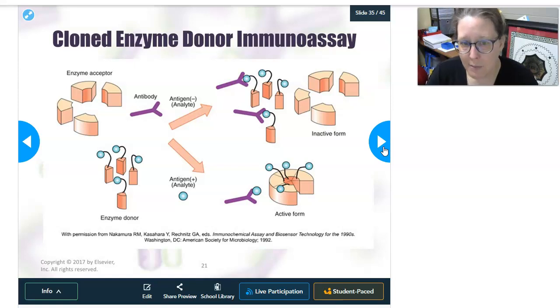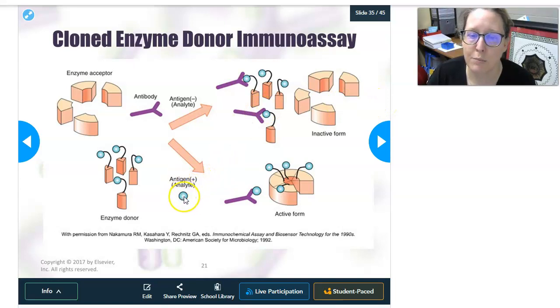So moving on from that one, here's the explanation of how it works. You have an enzyme acceptor, you have an antibody, and you have an enzyme donor. Those are all part right here. These three components are part of the reagents. And then you incubate it with a sample. If there's no antigen in the analytes, the antibodies are free to react with these enzyme donors, and the enzyme acceptors cannot react with the enzyme donors because they've been neutralized by the antibodies and they stay in an inactive form and there's no signal.